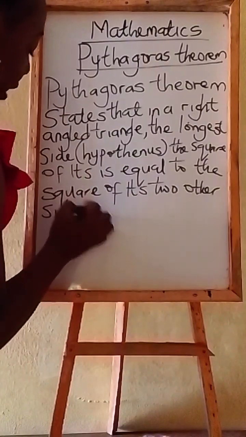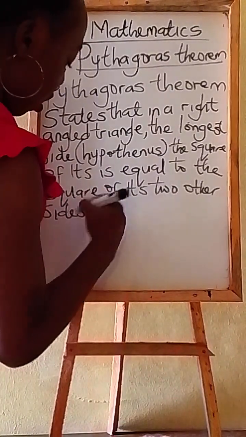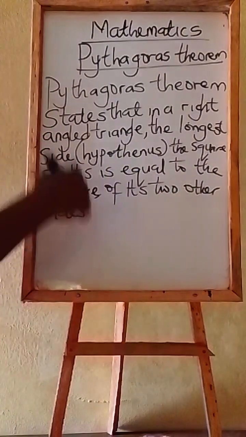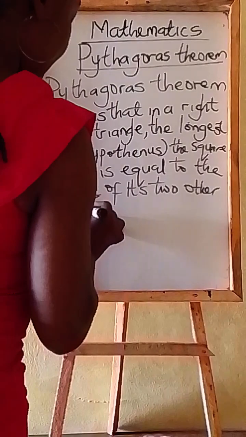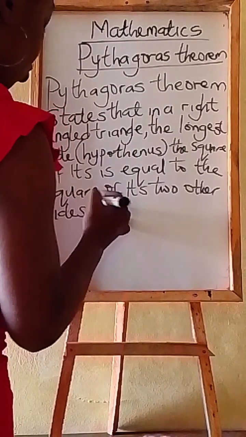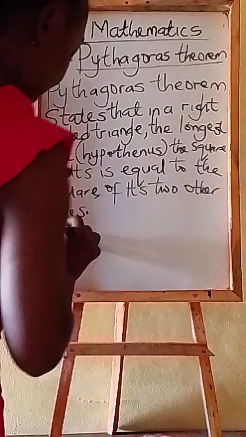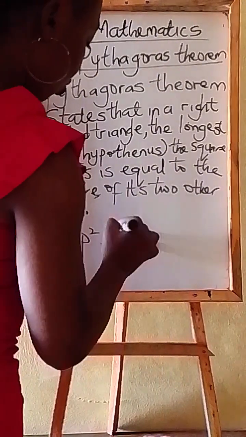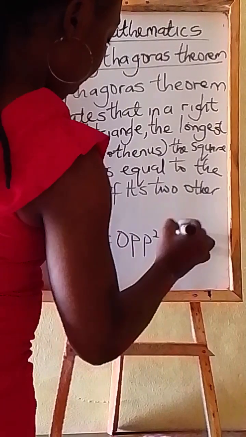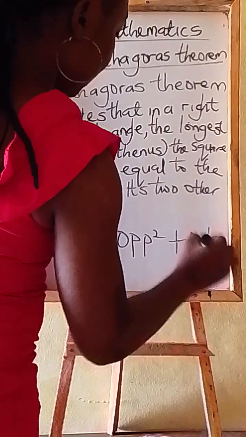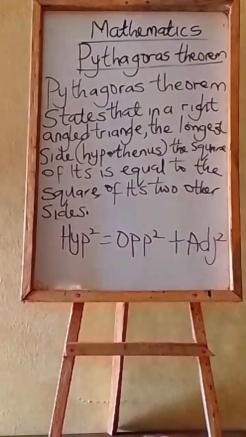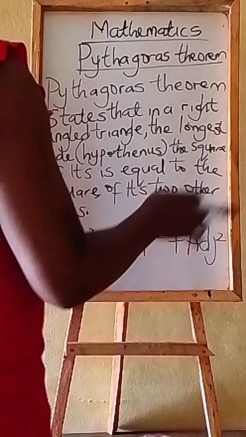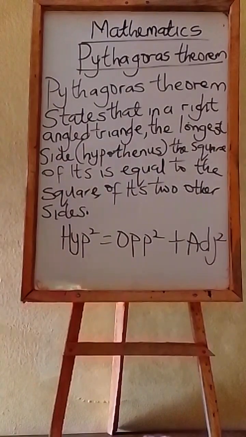The two other sides are what we call opposite and adjacent. So we have hypotenuse square equals opposite square plus adjacent square.